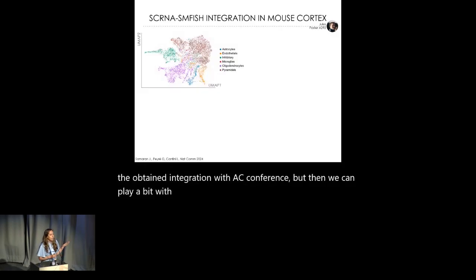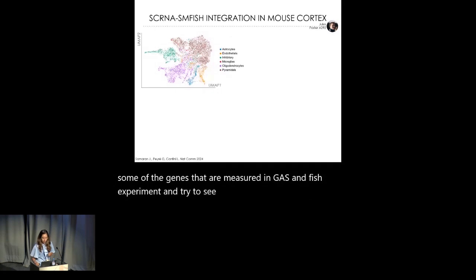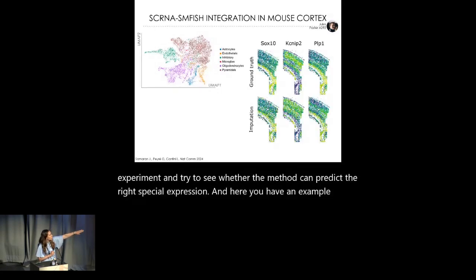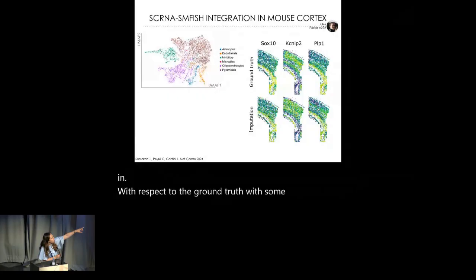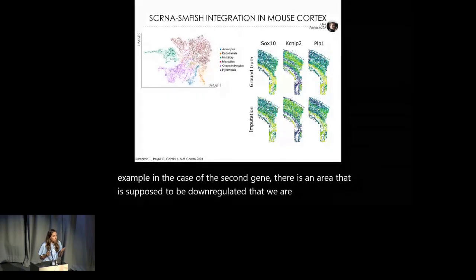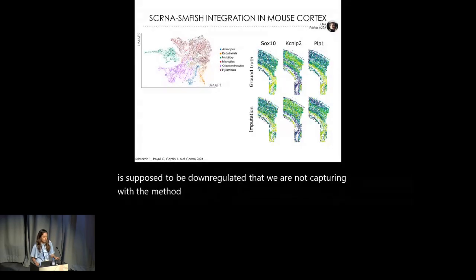Once integrated, we can try to hide some of the genes that are measured in the smFISH experiment and see whether the method can predict the right spatial expression. Here you have an example with three genes. On the top, you have the ground truth expression, and on the bottom, the imputation done by the method. It's nice to see that the overall patterning is well represented in the imputation with respect to the ground truth, with some exceptions. For example, in the case of the second gene, there is an area that is supposed to be downregulated that we are not capturing with the method. So there is still space for improvement in this sense.